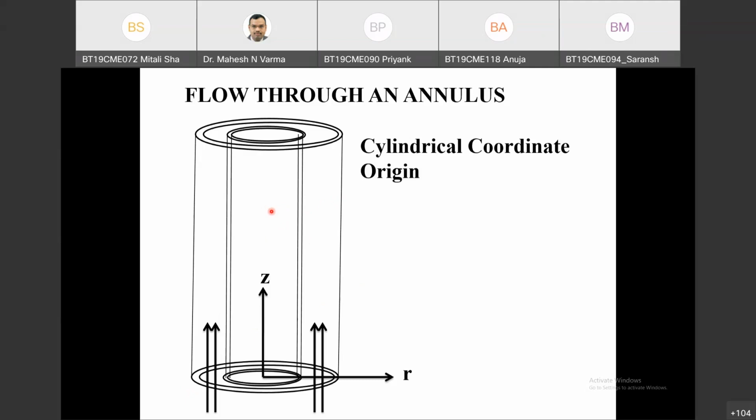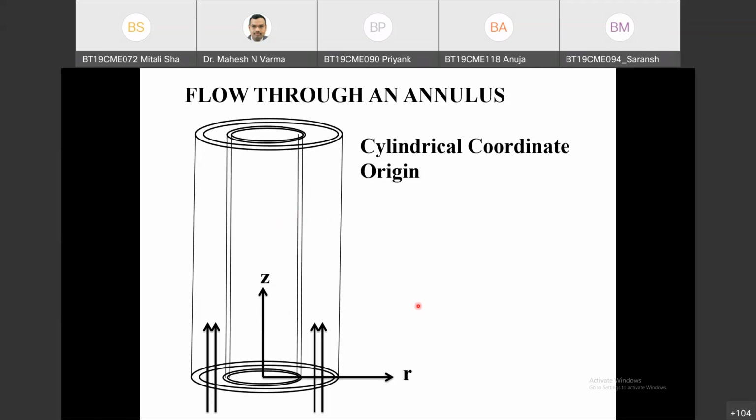Kappa should be greater than 0, it should not be equal to 0. If it is equal to 0, there is no inner cylinder, and it will be equivalent to flow through a tube. That is the limiting case you should get. If kappa equals 0, this whole derivation reduces to flow through pipes. So kappa should be greater than 0 and less than 1.